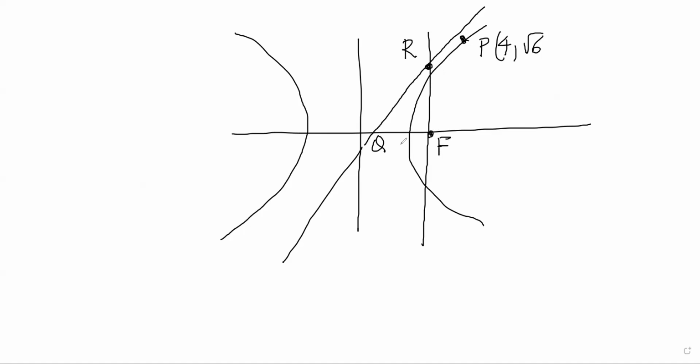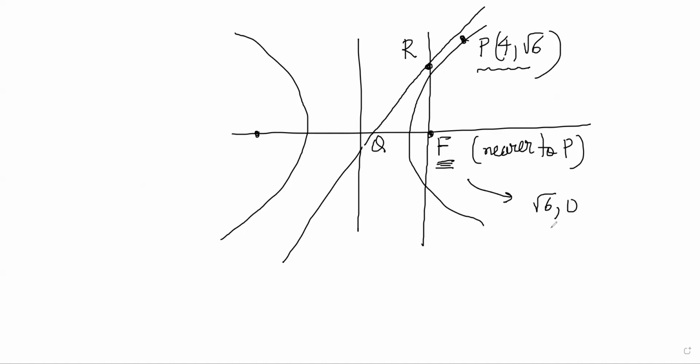You have to find the area of, see, this focus is the positive focus, which is nearer to point P. That is what is said in the question. You have to talk about the focus that is nearer to the point P. So therefore, I'm choosing this focus and not the other side focus. This focus we calculated is root 6 comma 0, right? So let's first write the tangent equation here, and then we will find points R, Q, and F. And then we can easily find the area of the triangle, right?